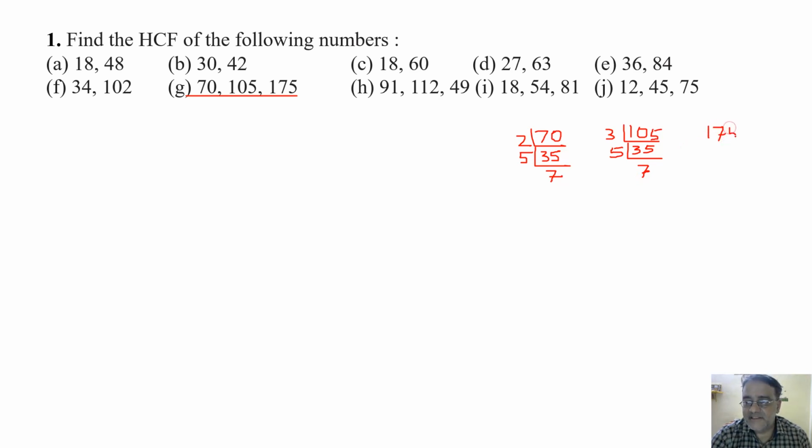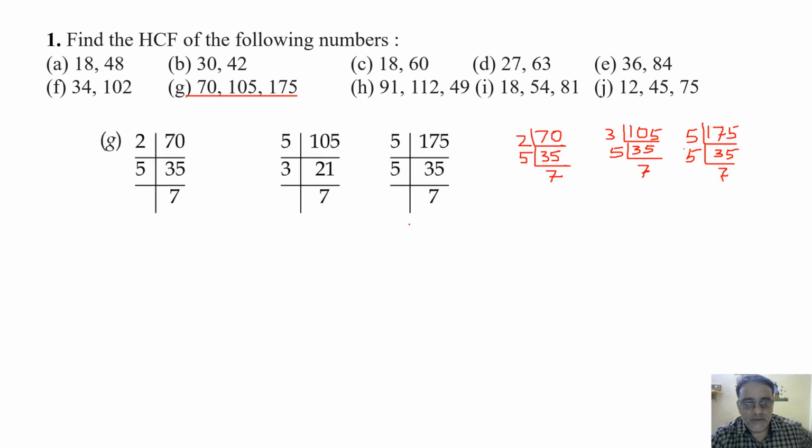175 भी निकाल लेते हैं जल्दी से. Right. First you divide by 5. So we'll get 35. Again divide by 5, 7. Right. So we'll get this one. So 70 we can write as 2 into 5 into 7, 105 we can write as 5 into 3 into 7, and 175 we can write as 5 into 5 into 7.